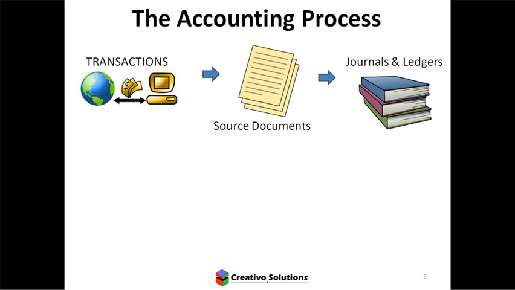So step number 3 is journals and ledgers. Those are fancy accounting terms that refer to almost like a filing system, or a classification system. We're trying to take all those source documents and we're trying to group them in a particular book.